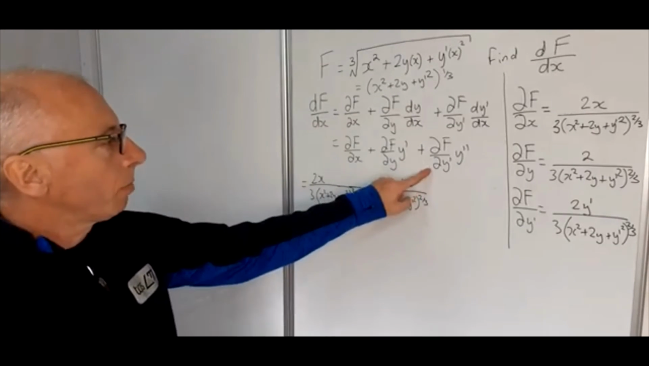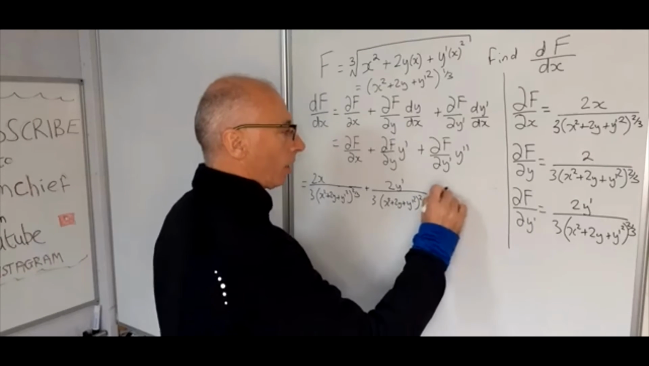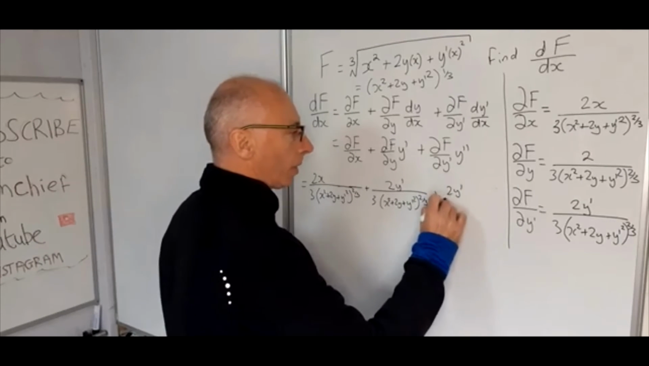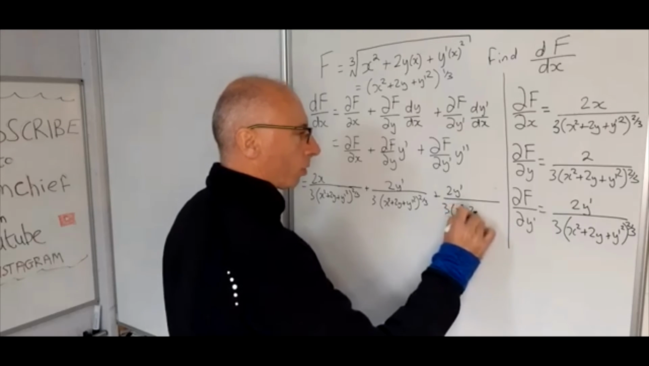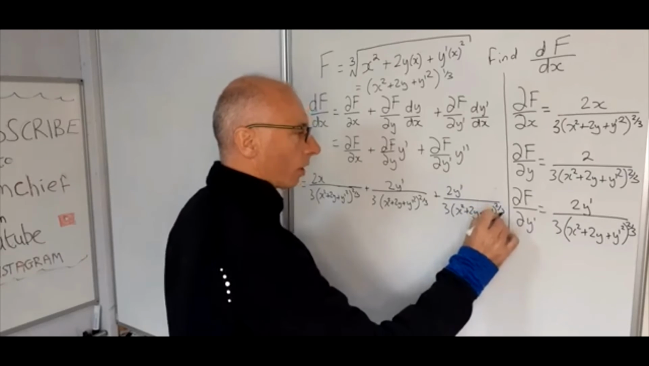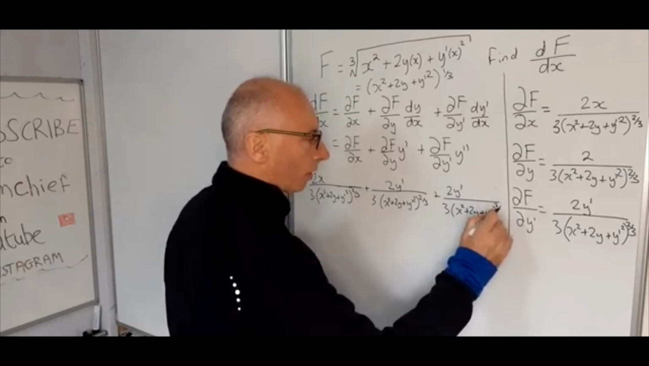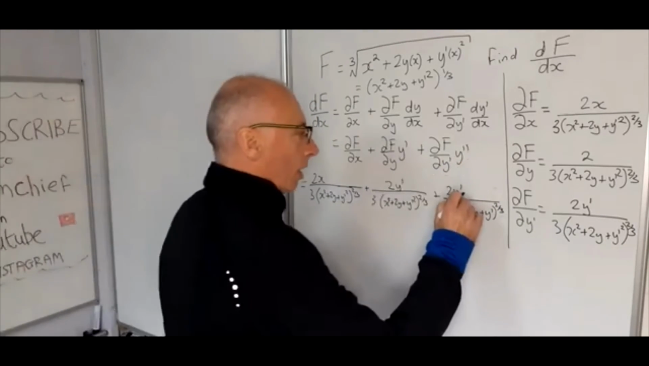And now we're going to do this partial, which is here. So again, we're going to add 2y prime over 3 times x squared plus 2y plus y prime squared to the power of 2/3. Same denominator again. And then multiply by y double prime.